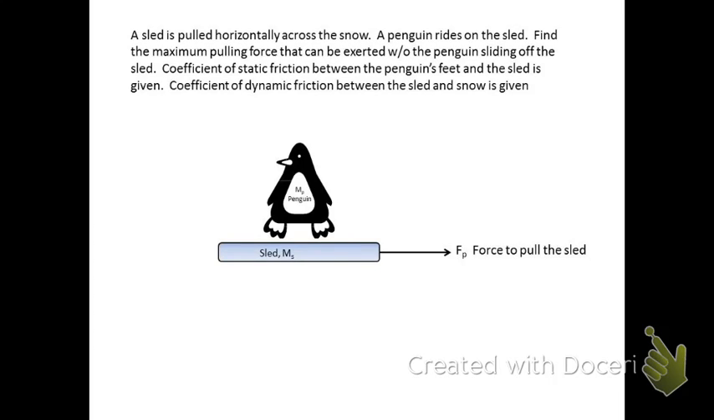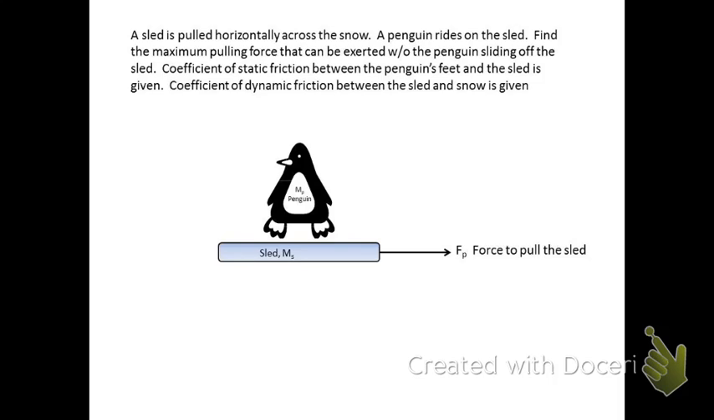Okay, this is the UT Quest forces and friction problem with pulling the sled with the penguin on it. And the idea is I want to find the maximum force that I can pull on the sled without pulling it out from underneath the penguin.